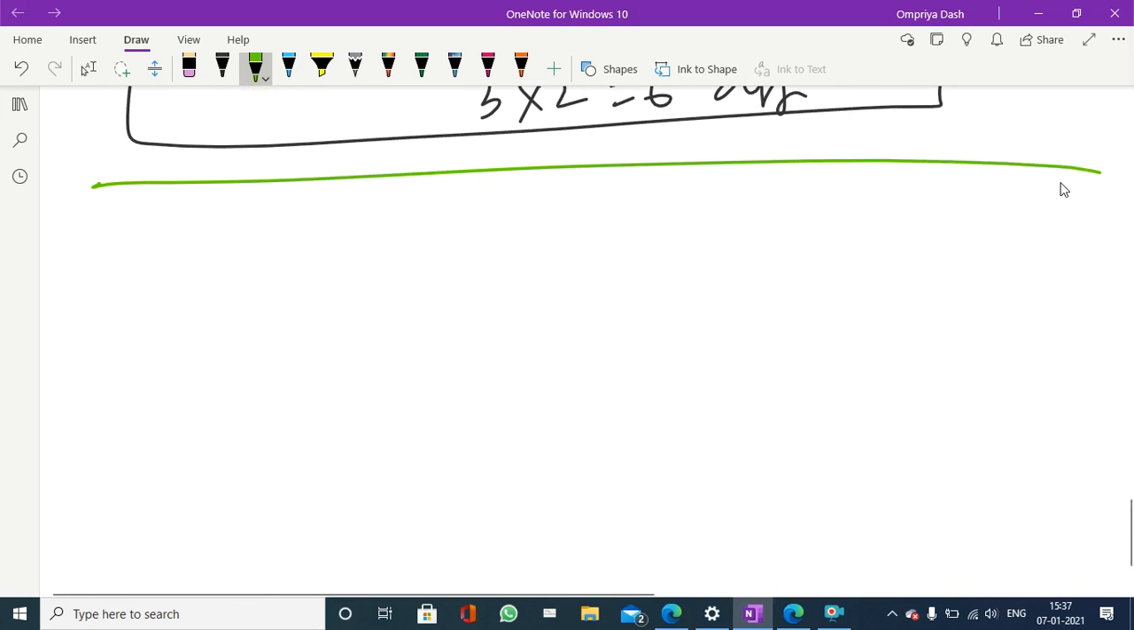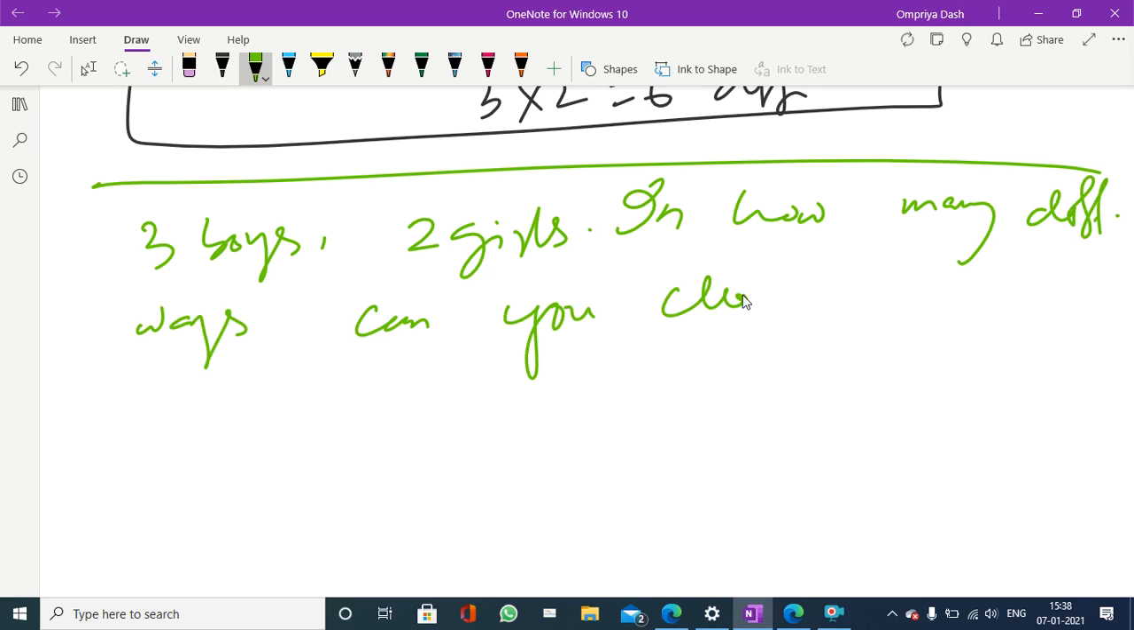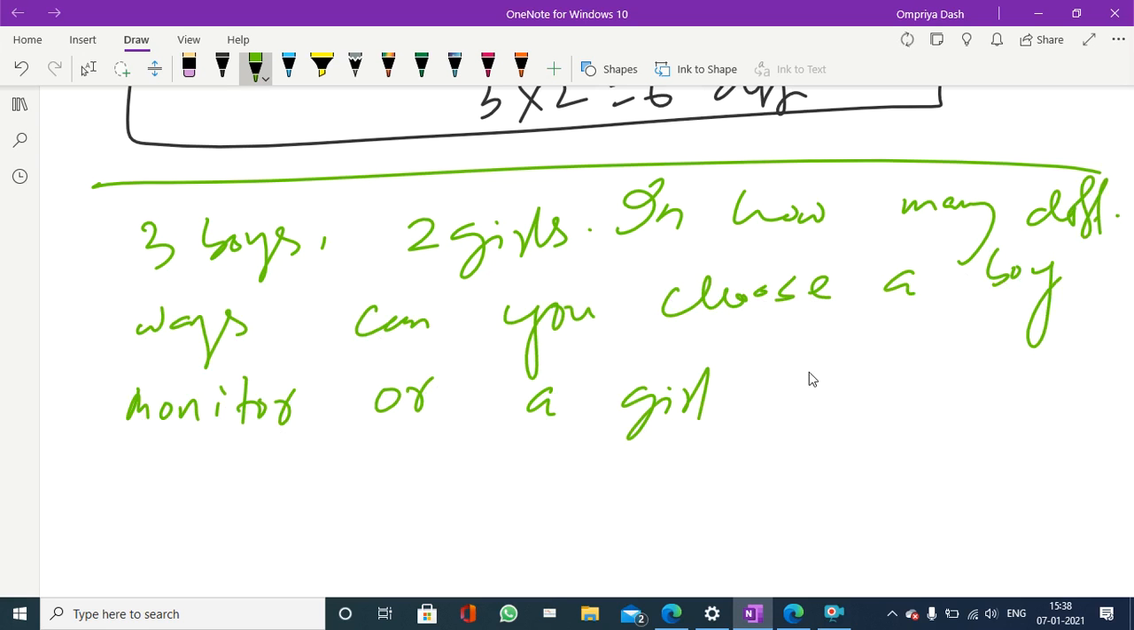The question is the same, same number of boys, same number of girls, 3 boys, 2 girls, but now the question is, in how many different ways can you choose a boy monitor or a girl monitor? Look, I replaced the word and by or, and the question changes.